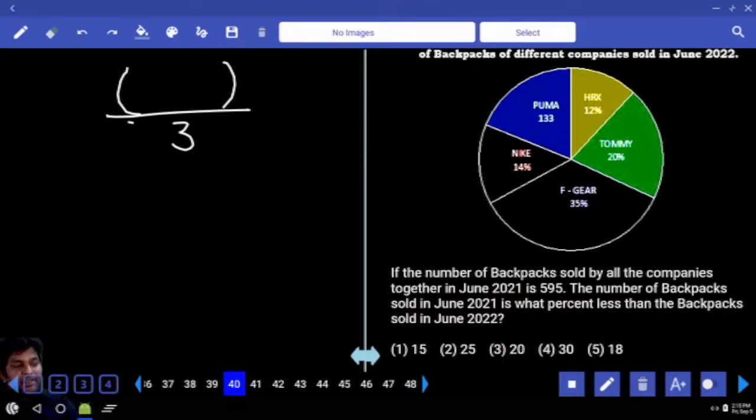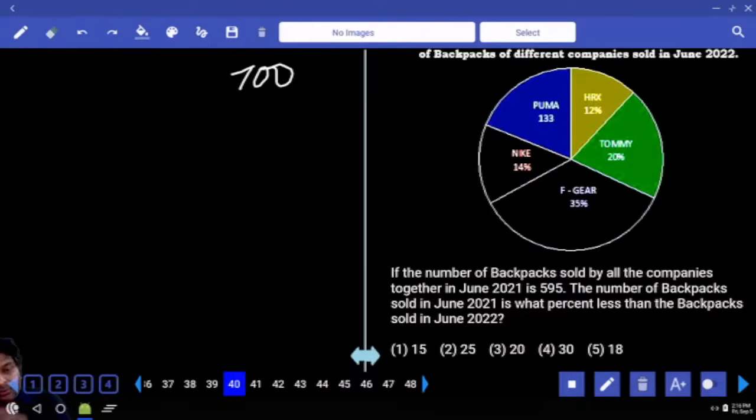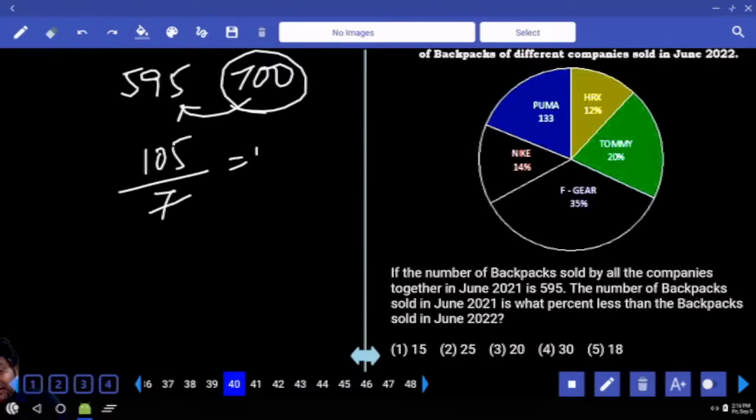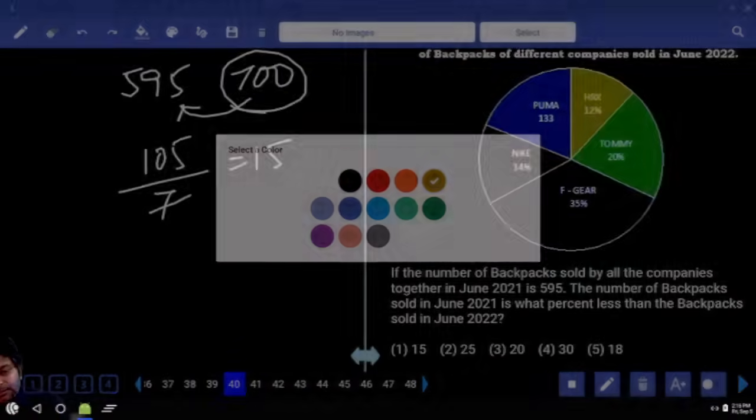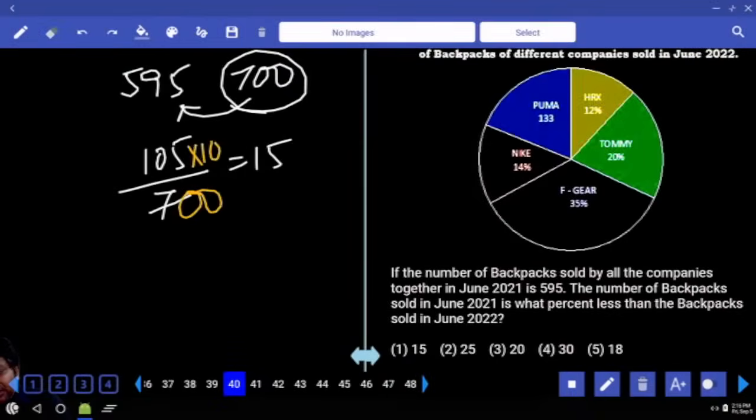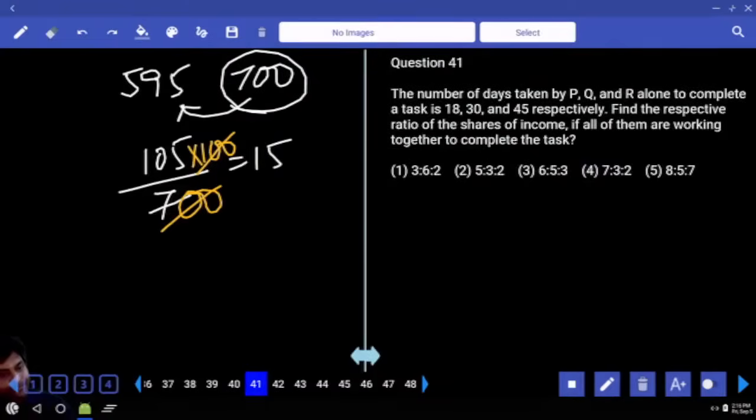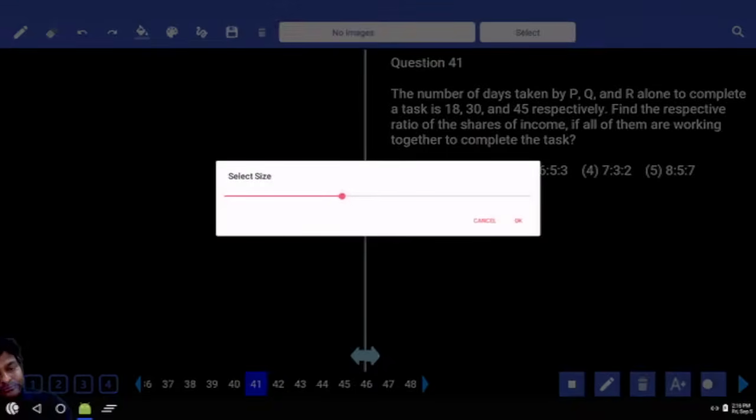If the number of backpacks sold by all the companies together in June 2021 is 595, the number of backpacks sold in June 2021 is what percent less than backpacks sold in the month of June 2022? 2022 we know it was 700. Now it is 595, decreased by 105. 1% value is 7, so the answer is 15% only. Basically you are supposed to write it over 700 into 100, which gets cancelled, so we are not writing it, directly dividing with 1%. Okay?